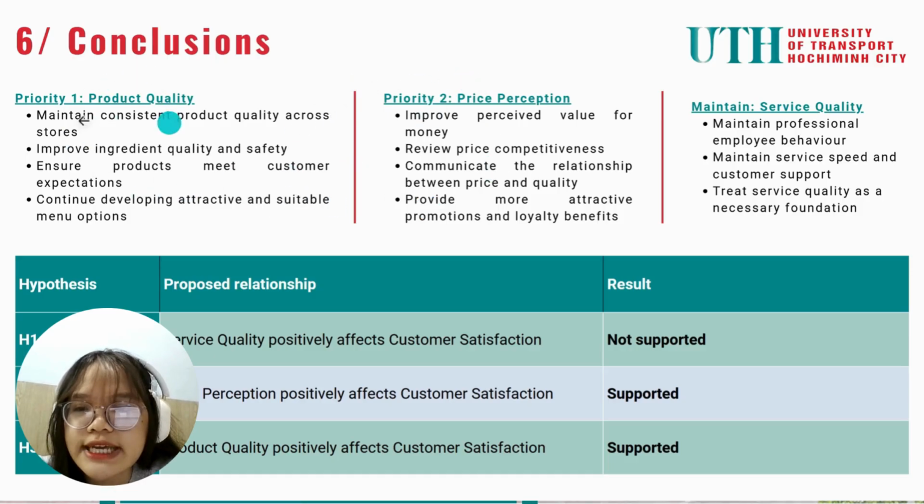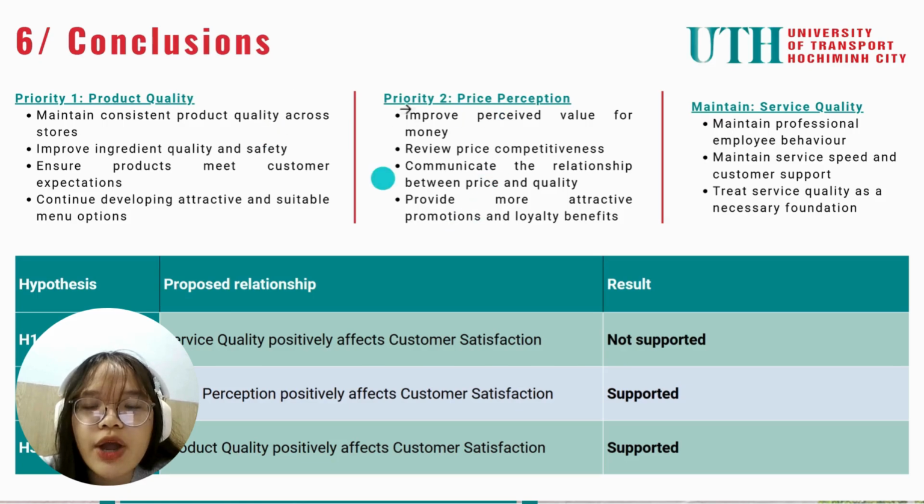The first priority is the product quality. The company should maintain consistent product quality across the different stores, improve the ingredient quality and the safety of the ingredients, ensure that the products meet customer expectations, and continue developing attractive and suitable menu options.